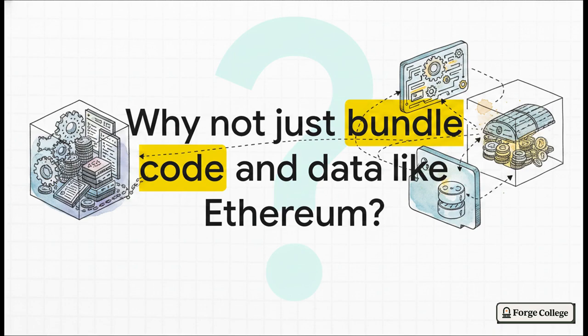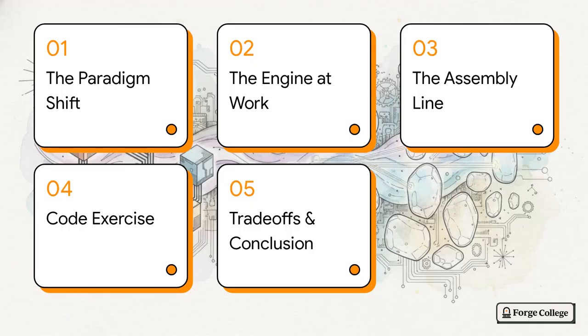Well, let's unpack it. Okay, to help you map out your mental architecture today, here's our roadmap. We've got 5 distinct sections. 1, the paradigm shift. 2, the engine at work. 3, the assembly line. 4, a quick code exercise. And 5, trade-offs and conclusion. All right, let's not waste any time. Let's jump right into the foundation.